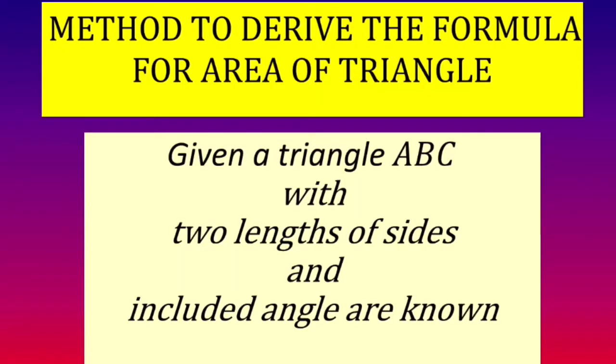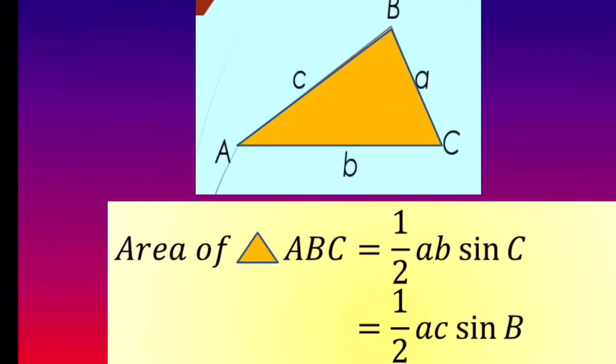Student. Now we want to study the method to derive the formula for area of triangle. Given a triangle ABC with two lengths of side and the included angle given, as you can see, the area of triangle ABC can be written as half AB sine C, or you can use half AC sine B, or you can use half BC sine A.